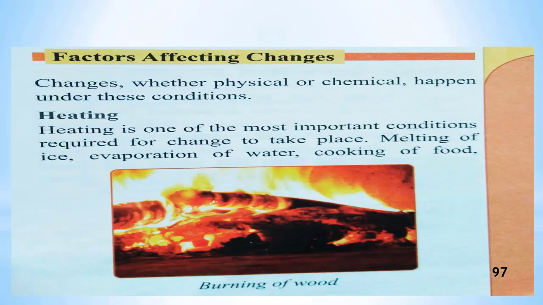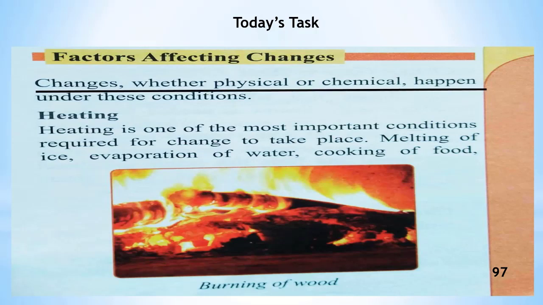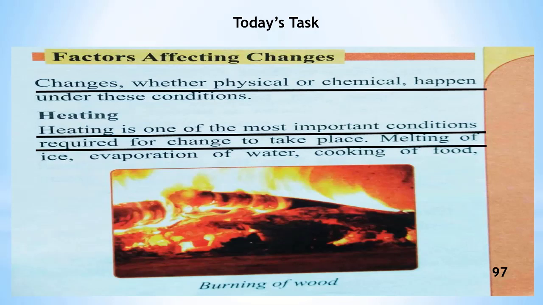Okay, all of you open your books at page number 97, prepare your pages, write down today's task, day and date. Factors affecting changes. Changes, whether physical or chemical, happen under these conditions. What those conditions are? Heating. Heating is one of the most important conditions required for the change to take place, like melting of ice, evaporation of water and cooking of food. If you don't provide heat, how will the food cook? So heating is the basic necessity for all these changes to occur. So all of you highlight these points on page number 97.